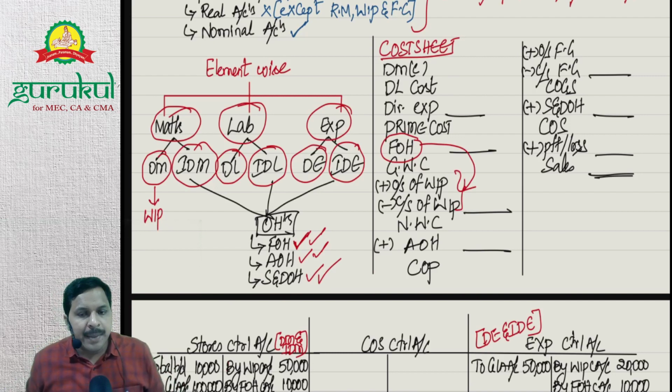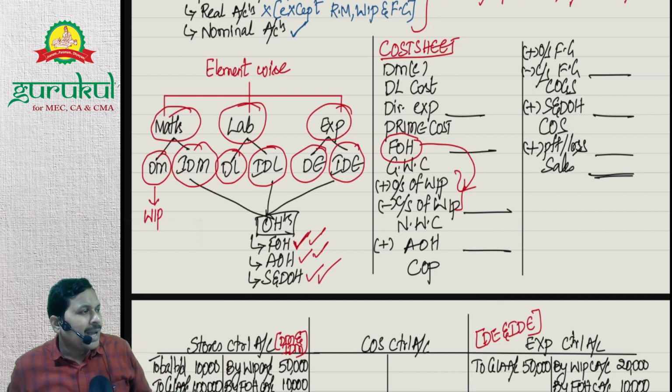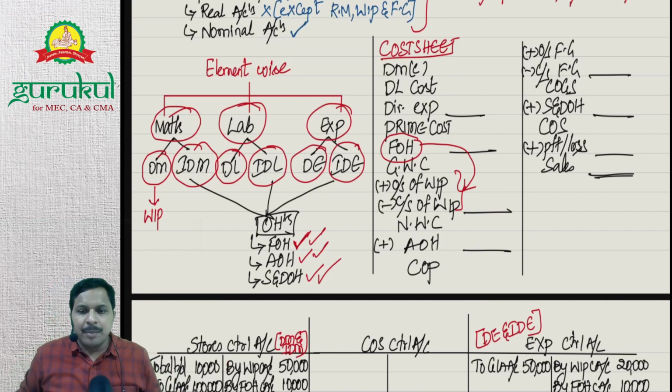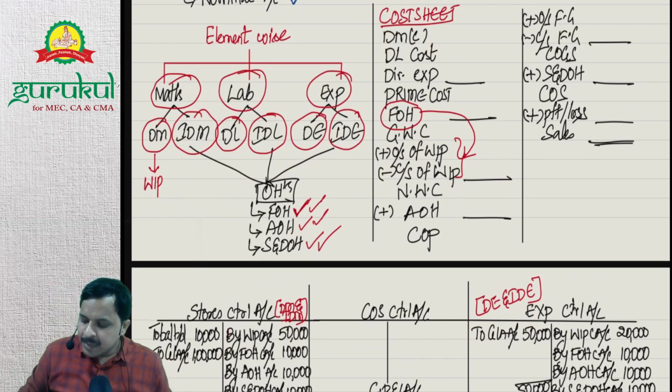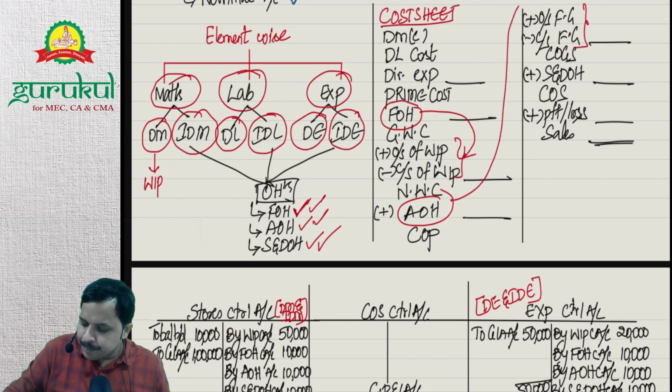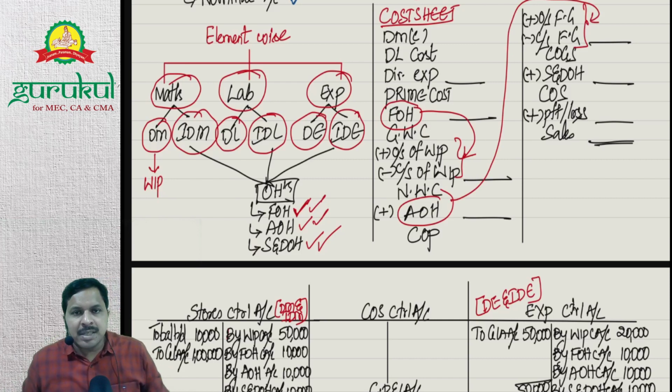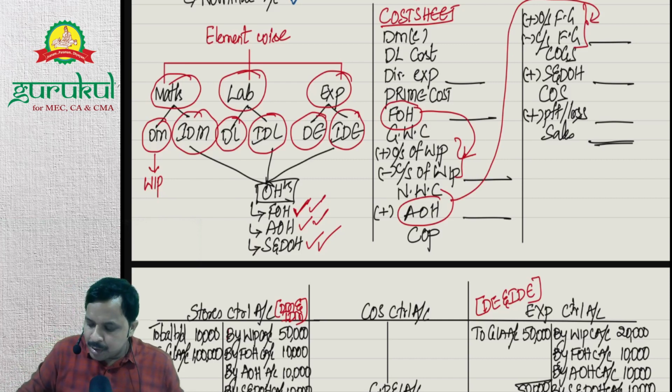What is the next overhead? Administration. The same situation comes for administration. Administration absorbed means transfer to which account? We transfer it to finished goods. Next overhead, selling and distribution overhead. Selling and distribution not absorbed is included in cost of sales.